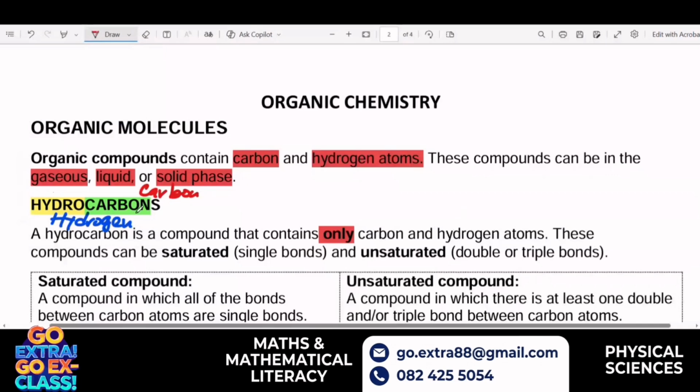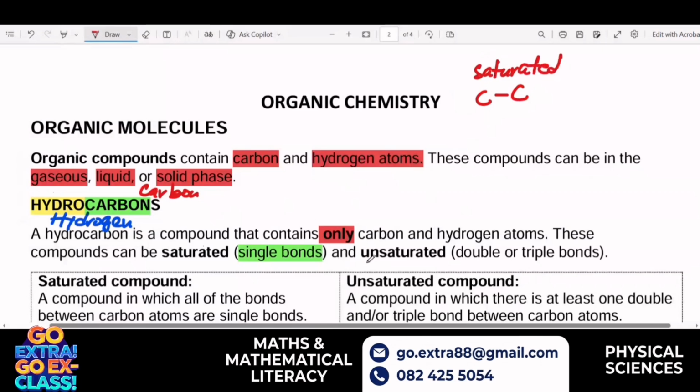Now, these compounds can be saturated. What we mean by saturated is that these compounds have only single bonds between carbon and carbon. That is what is very key. So in saturated hydrocarbons, between carbon and carbon there is only a single bond. If in all the structures there are only single bonds between carbon and carbon, then we say the compound is saturated. I'm just repeating that.